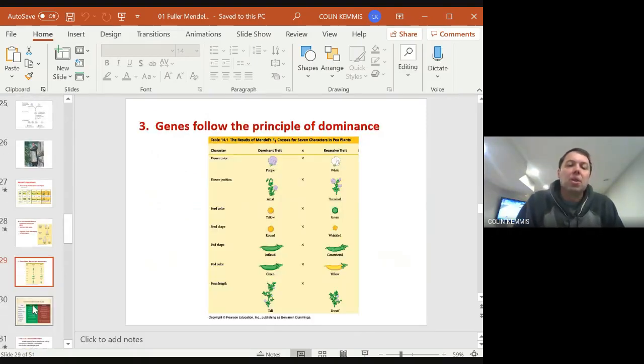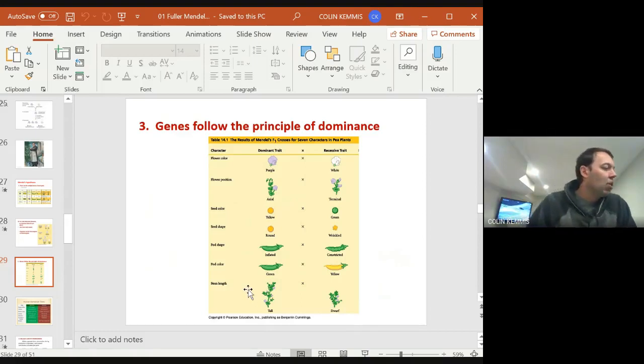Genes follow the principle of dominance. Okay. Most genes that we're studying here, there's a few special cases this doesn't happen, but all these ones that Gregor Mendel did were simple dominant recessive. So this trait in the dominant column is going to hide or mask the recessive trait whenever we have a heterozygous plant. And that's the principle of dominance. And so a recessive allele is going to get hidden or masked.